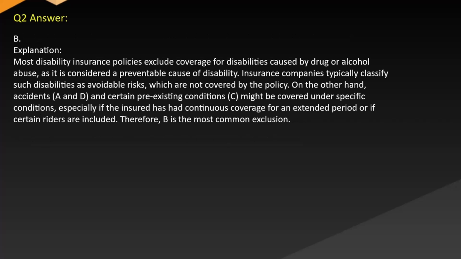Answer. B. Explanation. Most disability insurance policies exclude coverage for disabilities caused by drug or alcohol abuse, as it is considered a preventable cause of disability. Insurance companies typically classify such disabilities as avoidable risks, which are not covered by the policy. On the other hand, accidents D and certain pre-existing conditions C might be covered under specific conditions, especially if the insured has had continuous coverage for an extended period or if certain riders are included. Therefore, B is the most common exclusion.